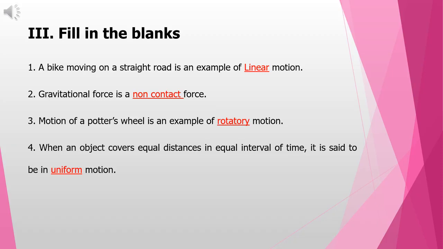Question number 4. When an object covers equal distances in equal intervals of time, it is said to be in dash motion. In this question, the distance covered is equal. Same distance. Hence, the motion is said to be uniform motion. If the distance is not the same, not equal, the motion is non-uniform motion. Answer for question number 4 is uniform motion.